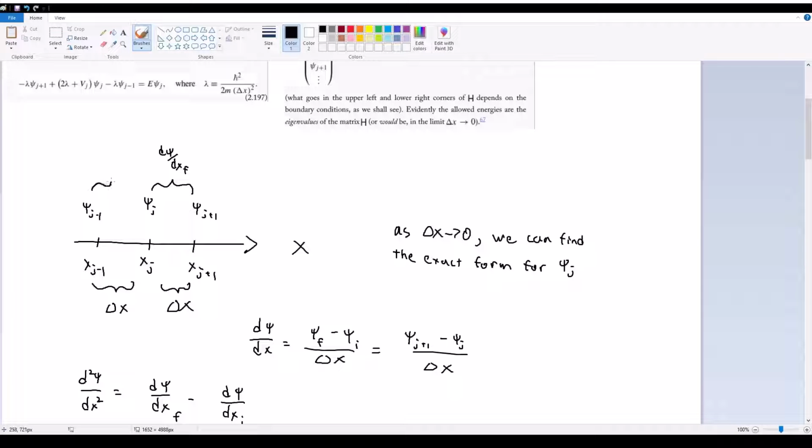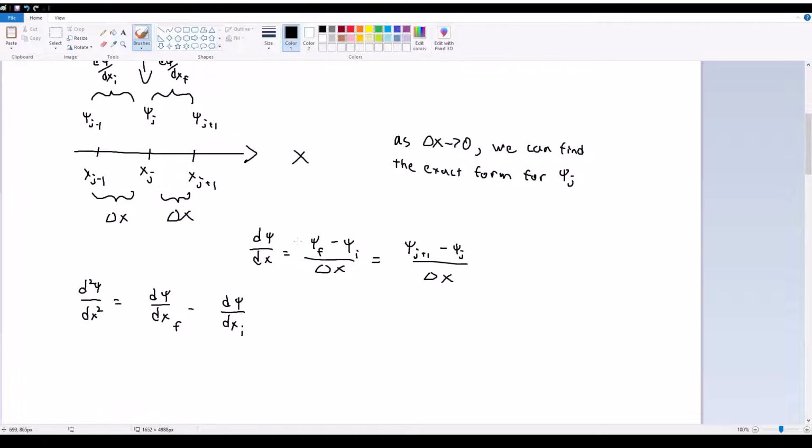And let's call the derivative in this region d psi by dx initial. That way their difference is going to give us d2 psi by dx squared directly at psi j. So in that case, the final is going to be what we just found, which is psi j plus 1 minus psi j. And then this is going to get subtracted by the derivative from j and j minus 1. In that case, the final is going to be psi j minus psi j minus 1. And this is all over delta x.